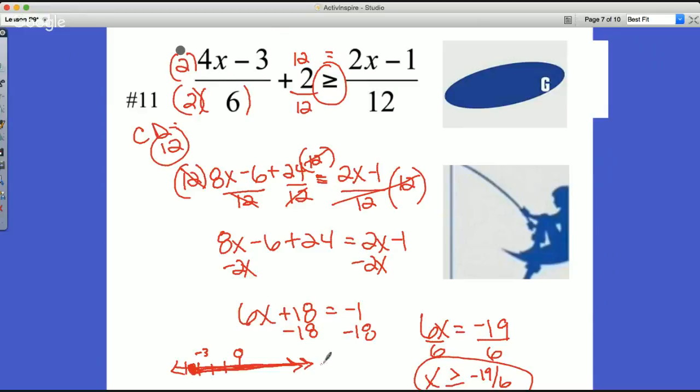Now, as far as set builder notation, the furthest left we're going to go is negative 19 over 6, and it's equal to, so we're going to put a bracket, comma, what's the furthest right? Well, the furthest right is infinity, and because it's going to infinity, we'll put a parenthesis. So we have both interval notation, set builder notation, and then obviously we graphed it as well, okay?